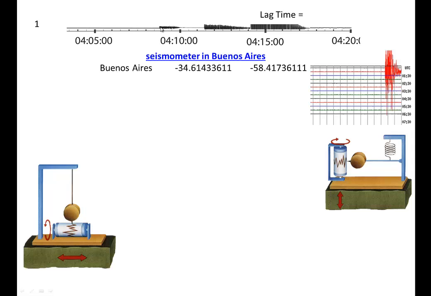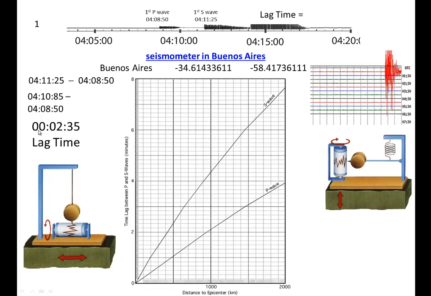So we have to figure out where the first P wave is, and we figured out it was 4 hours, 8 minutes, and 50 seconds. The first S wave, 4 hours, 11 minutes, and 25 seconds. So we're going to subtract those two. They told me that they couldn't do this, so we borrow one from there. We put 60 seconds in there. We end up with 85. 85 minus 50 is 35. 10 minus 8 is 2. 4 minus 4 is 0. Time lag is 0 hours, 2 minutes, 35 seconds.